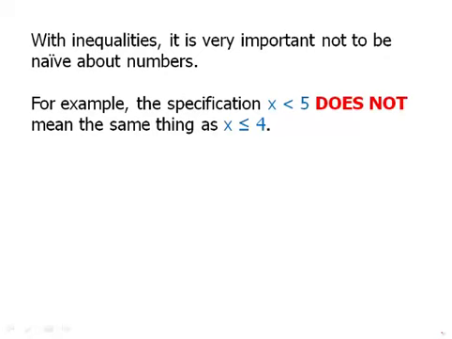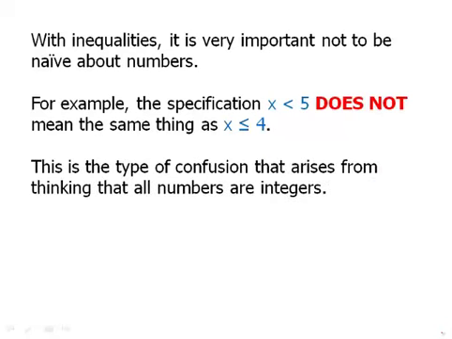What's going on here is that people are thinking that x can only be a number that they can count on their own fingers. In other words, people are only thinking about positive integers. This is the type of confusion that arises when people think all numbers are just positive integers, all numbers are numbers I can count on my fingers.